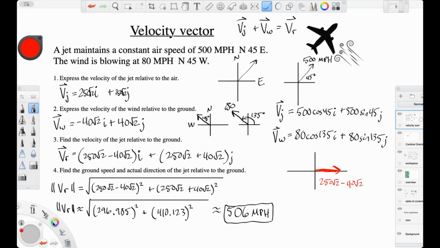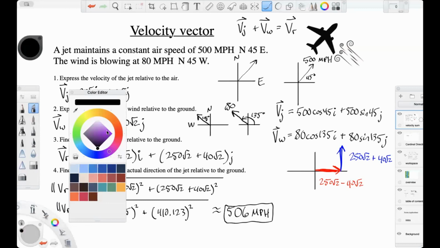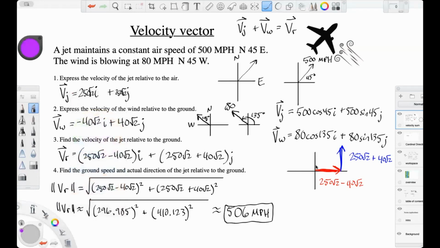And then I'll sketch the j vector. So I definitely know that this is going to be a positive number, so it's going to be going up this way. And if I wanted to label it, I would label it 250 root 2 plus 40 root 2, like that. And so those are the components of the vector. The actual vector, the resultant vector, is what happens when we connect the original origin to the tail over here, to the terminal side. So this is what the actual vector looks like.